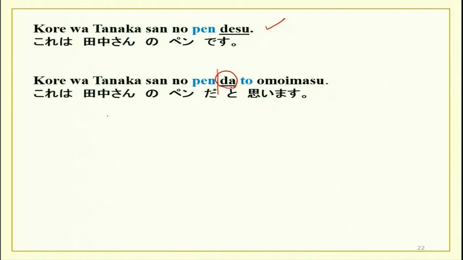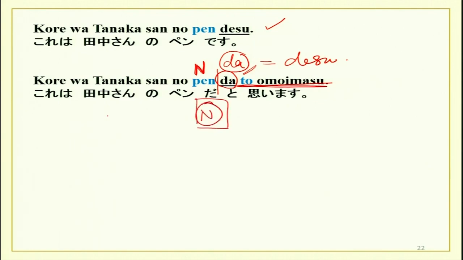Now why da over here? Before to omoimasu, if there is a noun, then da will be used. And da is the plain form for this. Kore wa Tanaka-san no jisho da to omoimasu. Kore wa sensei no tokei da to omoimasu. So always remember that noun, if it precedes to omoimasu, then da will be used, which is the plain form for the be verb. Pen can be replaced by any other noun over here.